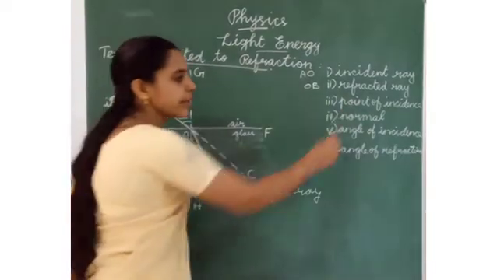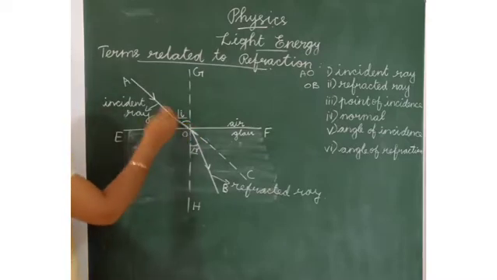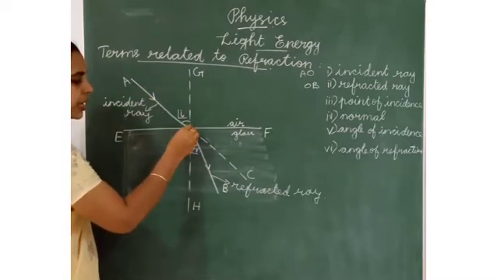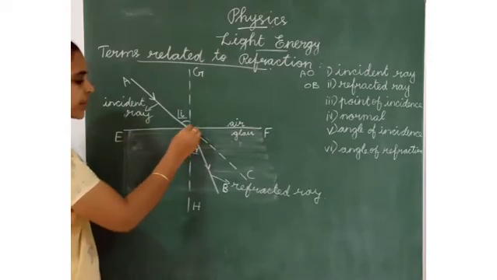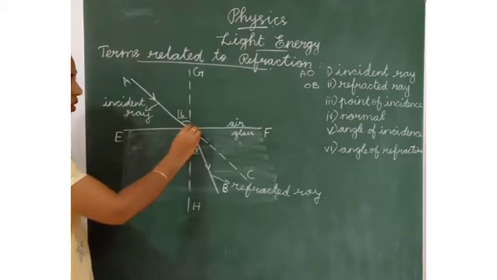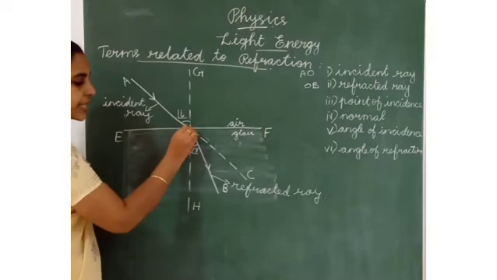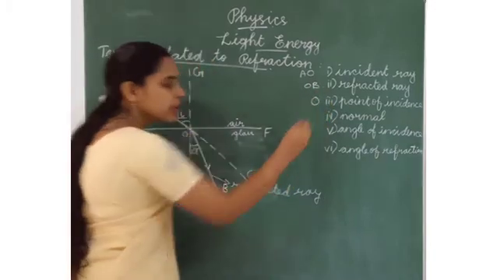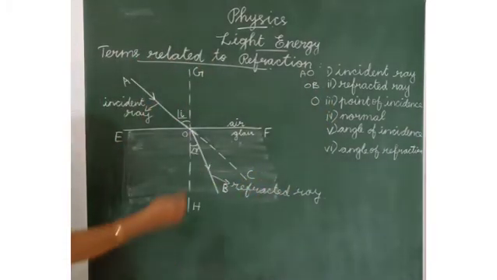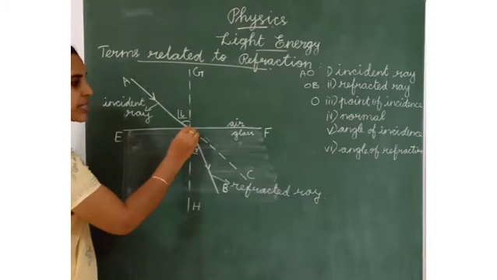Next one is the point of incidence. The point of incidence is O. It is the point where the incident ray meets the interface of the two mediums. It is called the point of incidence. So O is the point of incidence.